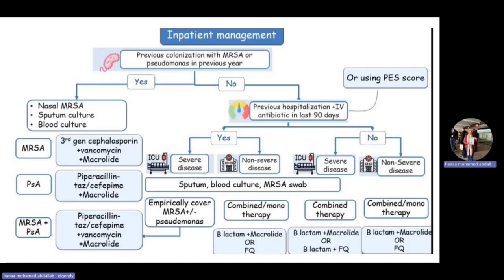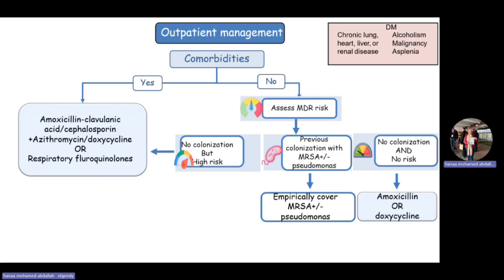This is for the inpatients. And what about outpatients? Outpatients, if the patients have comorbidities or not. What are the comorbidities? Diabetes, chronic lung disease, alcoholism, previous splenectomy, heart or liver or renal end-stage diseases, malignancy. If the patient has comorbidities, we should go for amoxicillin clavulanate or any cephalosporins plus azithromycin or clarithromycin, or quinolones alone. Okay. If the patient has no comorbidities, we should search for MDR.